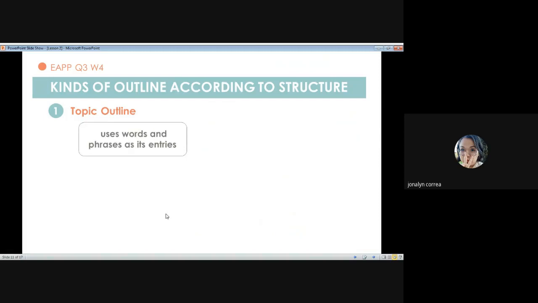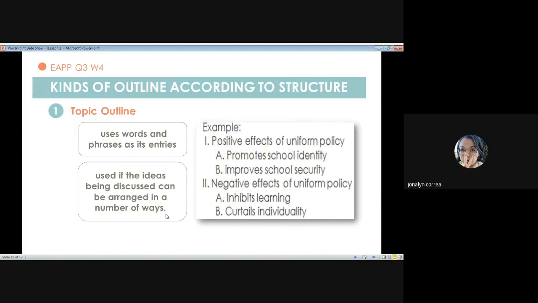Basically, it uses words or phrases as its entries. It is also used if the ideas being discussed can be arranged in a number of ways. So you have different options. If that's the case, you can use a topic outline. And the topic outline is the most common outline used by writers and even students in their writings.